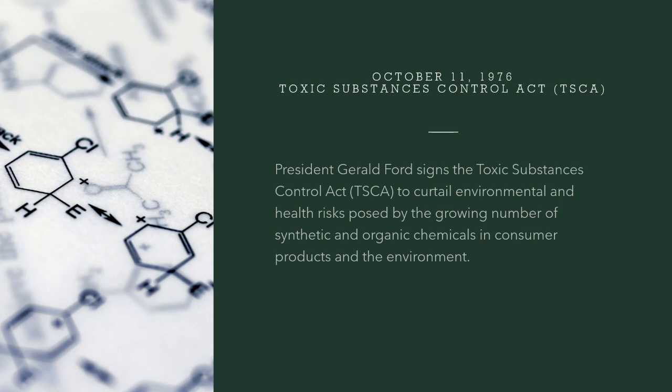Later in that year, the Toxic Substance Control Act was passed, TSCA. TSCA tried to curtail the environmental and health risks posed by the growing number of synthetic and organic chemicals in consumer products and the environment. This bill requires manufacturers to disclose the information pertaining to their chemicals to the EPA and to the public.